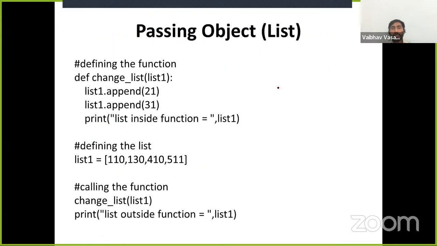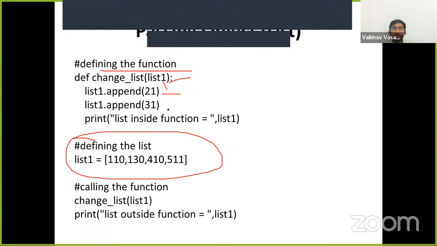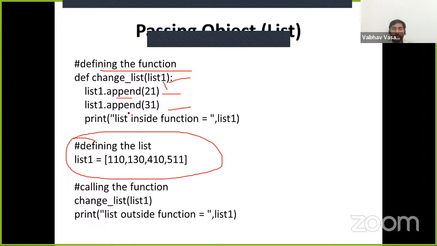Passing an object. Till now what we have seen is we are actually giving numbers as input. Now we can see passing an object. So when defining a function, we can provide a list also. For example, we have a list. This is a function which accepts the list, and then in that list it is appending a 21. Then it is going to append a 31. This is the append function, and then I'm printing it.